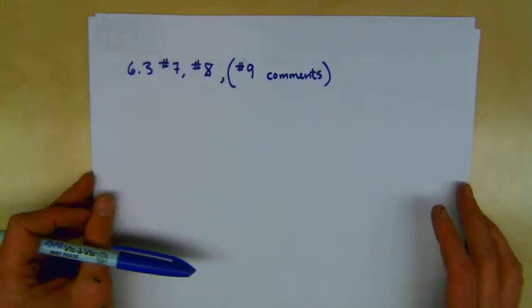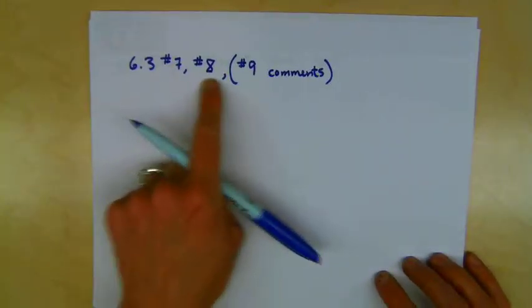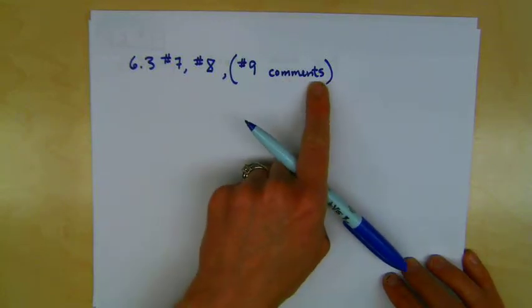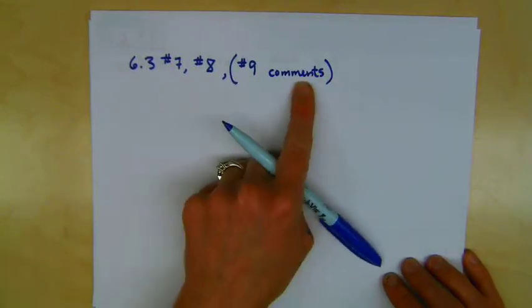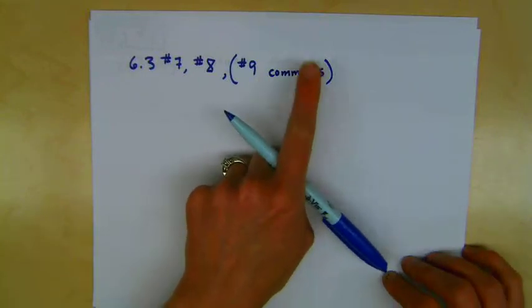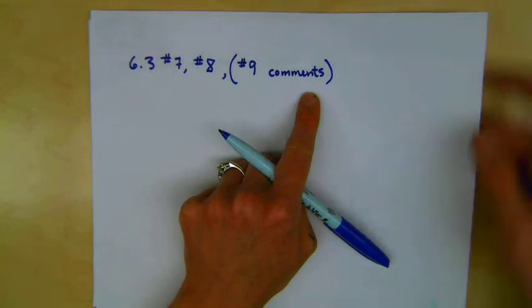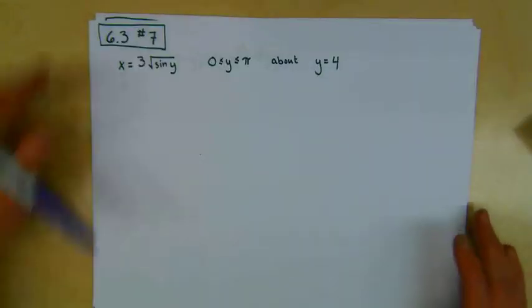So for 6.3, numbers 7, 8, and 9, I want to give some comments. If you're looking at this homework after you see this video, you'll see that number 9 doesn't exist anymore. It's because it's a problem that wasn't the problem that I thought that it was when I assigned it, and I apologize for that. But let's just talk about 6.3, number 7.